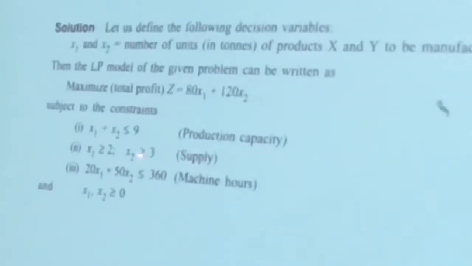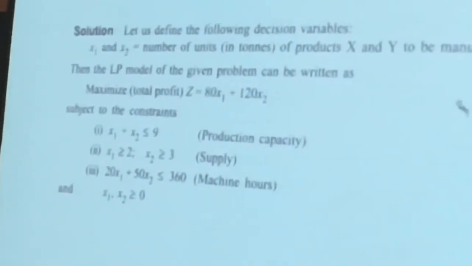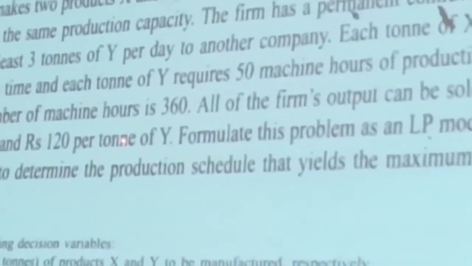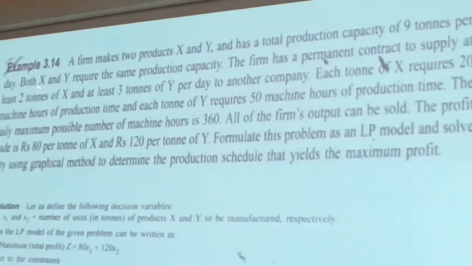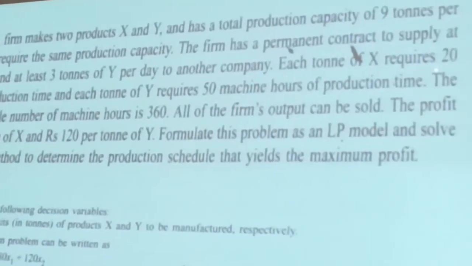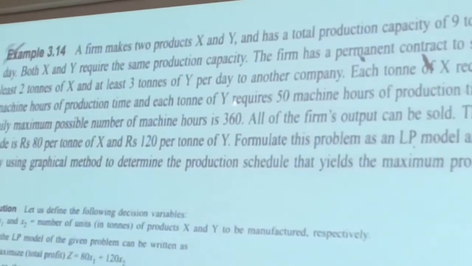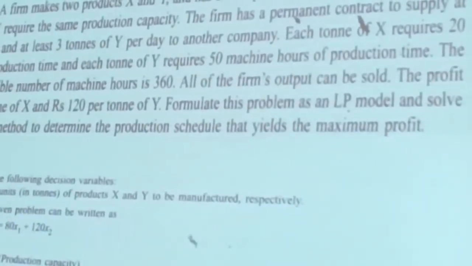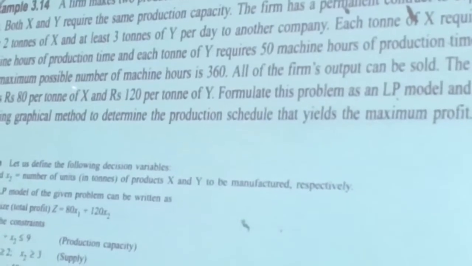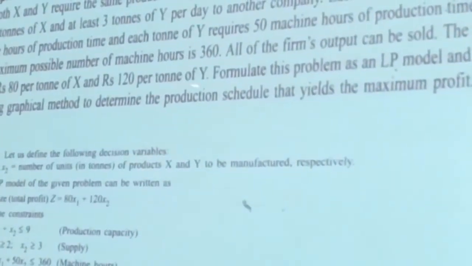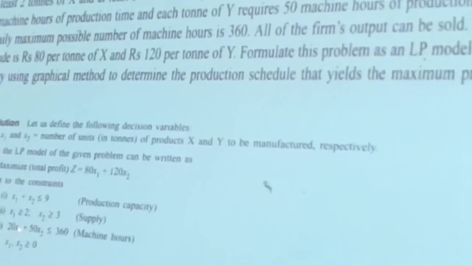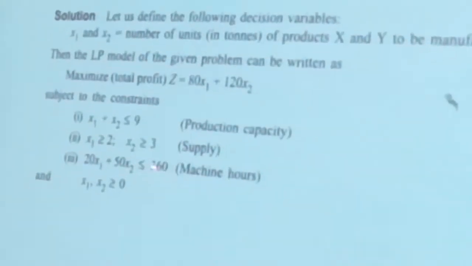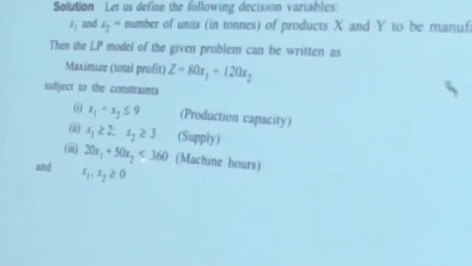This is regarding supply. And the other is, to make X and Y, how many hours do I require? The maximum possible machine hours is 360. They have mentioned each ton of X requires 20 machine hours and each ton of Y requires 50 machine hours. To make X, 20 hours are required. To make Y, 50 hours are required. The time to make X and Y is given, and the maximum time available is also given. Therefore, to make X, 20 hours; to make Y, 50 hours. 20 X1 plus 50 X2, the maximum is 360, so 20 X1 plus 50 X2 less than or equal to 360.